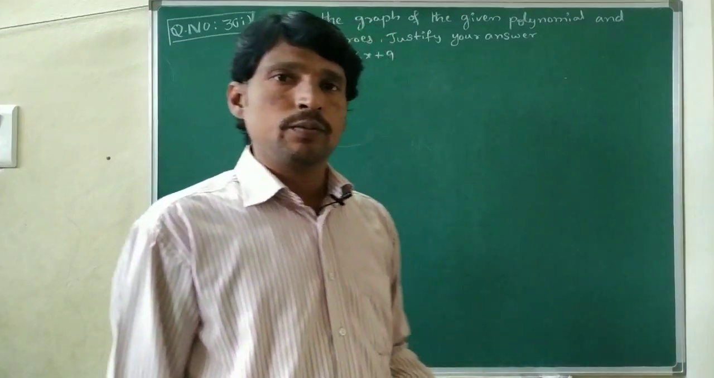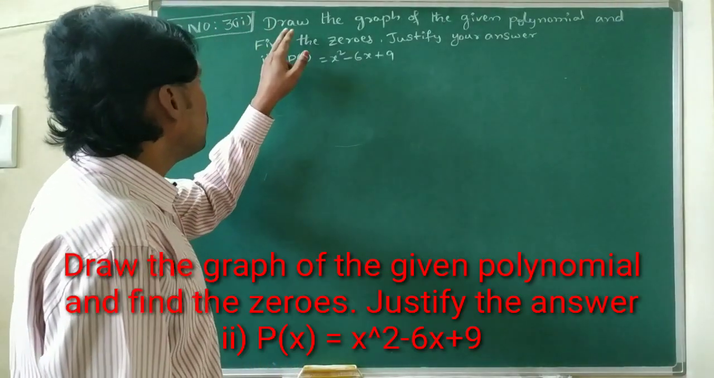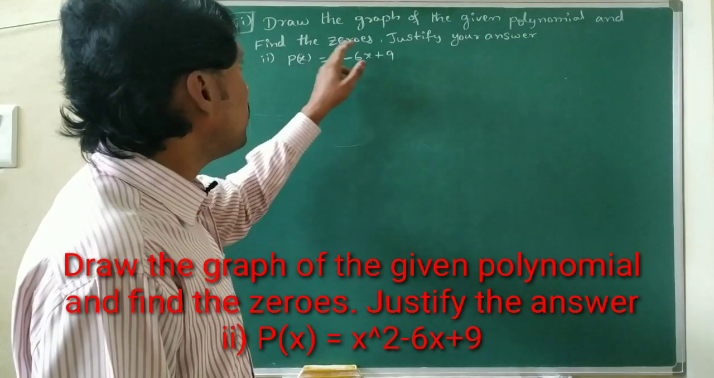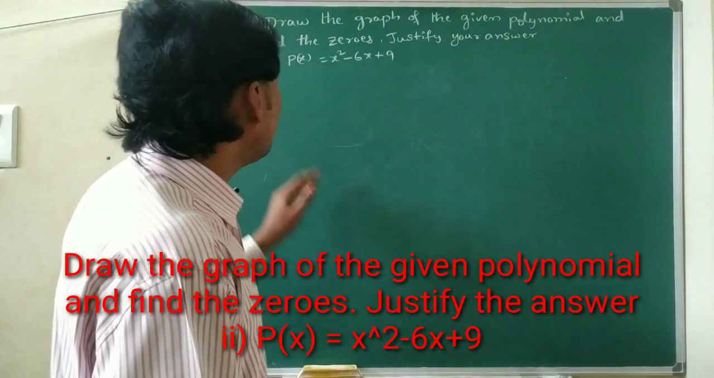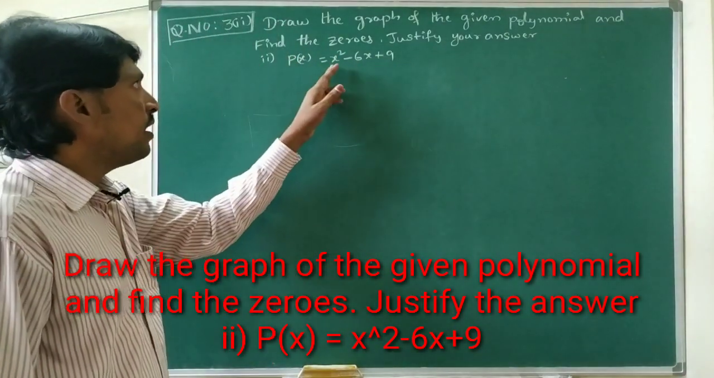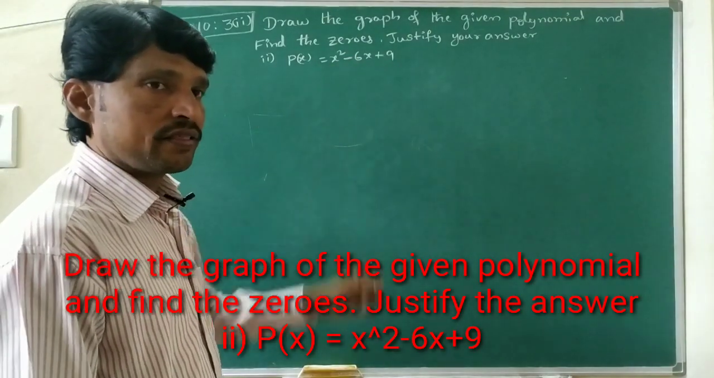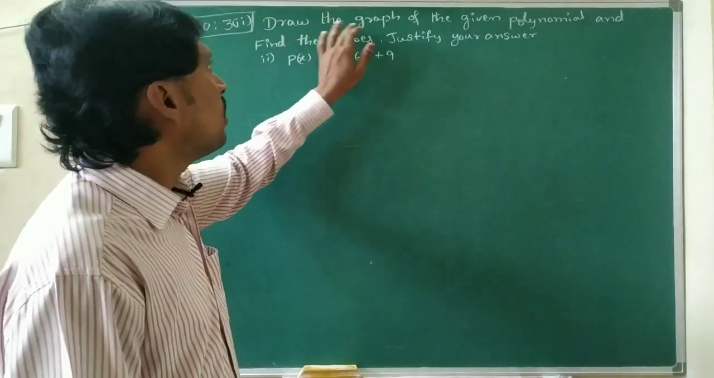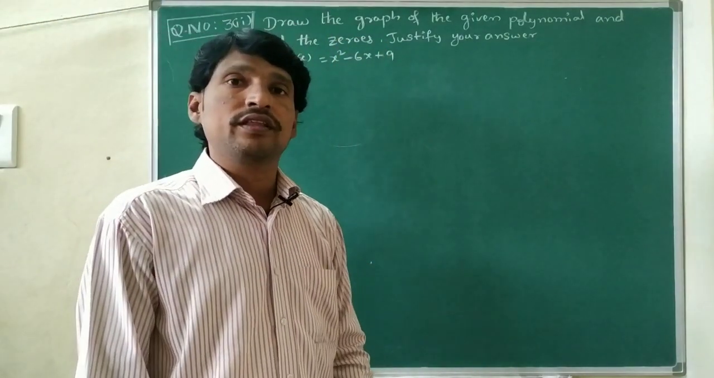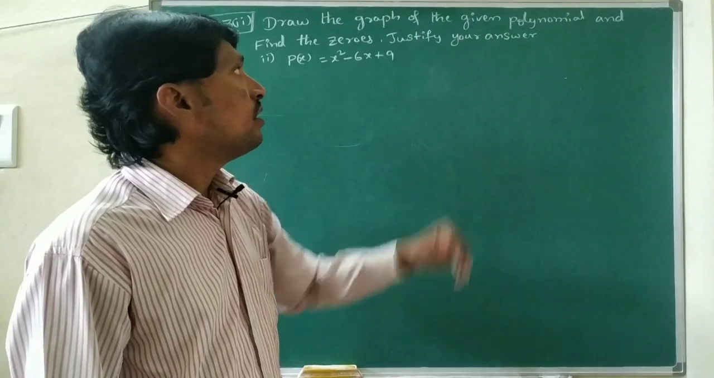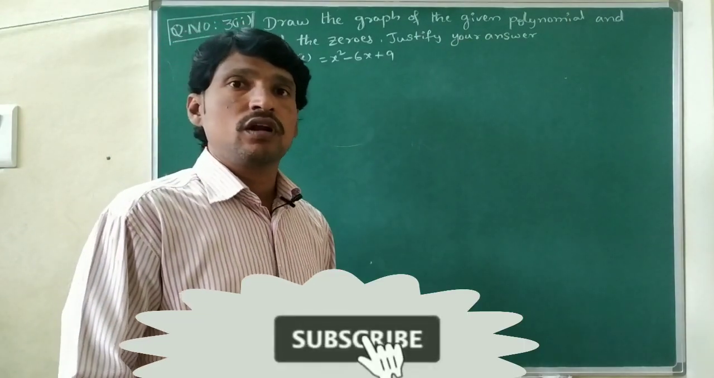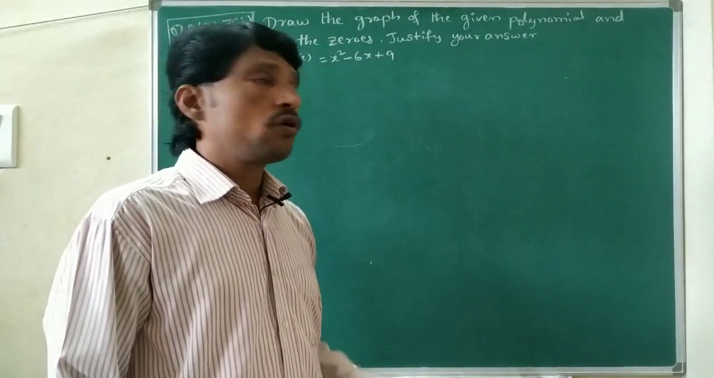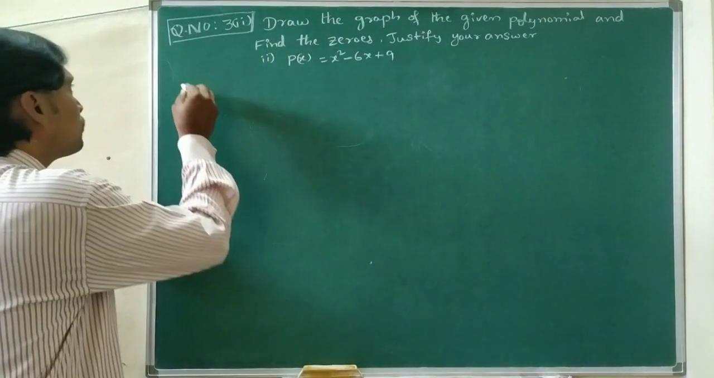Let us see question number 3. In the second one, draw the graph of the given polynomial and find the zeros, and justify your answer. Here p of x is x square minus 6x plus 9. For this polynomial we need to draw the graph. From the graph we need to find the zeros and justify the answer. Justify your answer means we need to factorize. From factorizing we can find the zeros. So now see the solution.